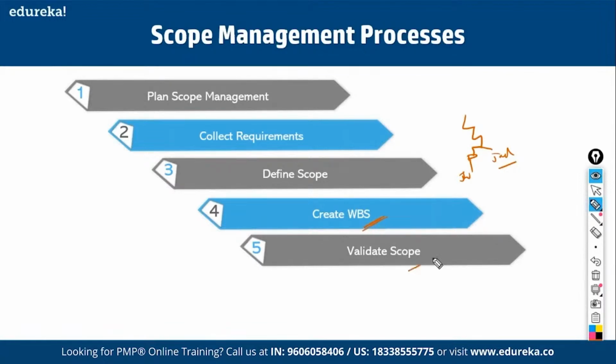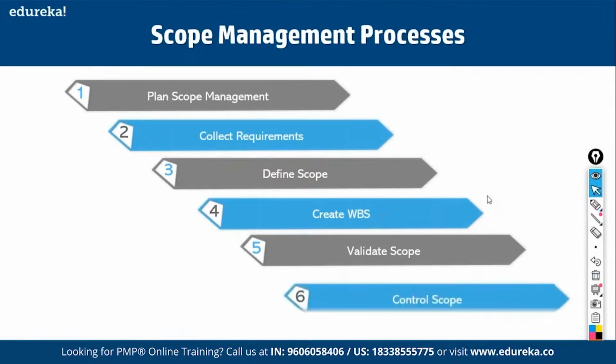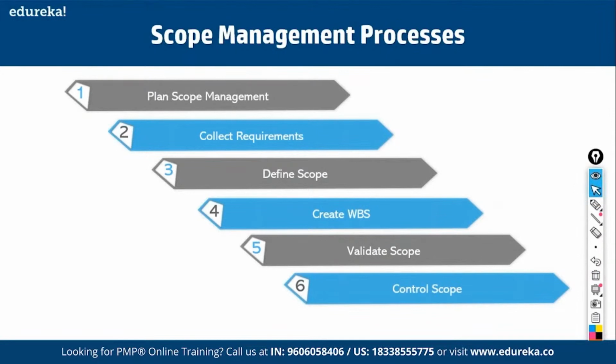Validate scope refers to getting the scope formally accepted by the customer. For example, if we are prototyping this pen, we have to get the prototype accepted by the stakeholders. That is called validate scope. And the last process is control scope. Control scope is the process of comparing what we plan to deliver with what we actually delivered. There could be variances; we'll see how to manage them. This is about scope management. Now let us analyze these processes in detail one by one.